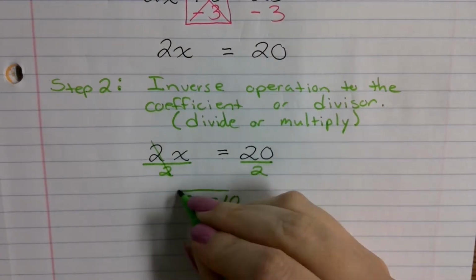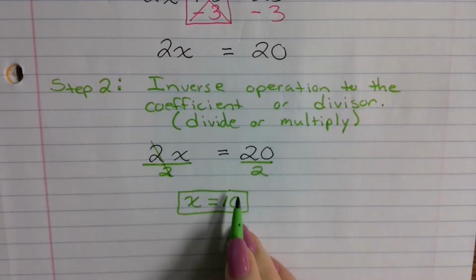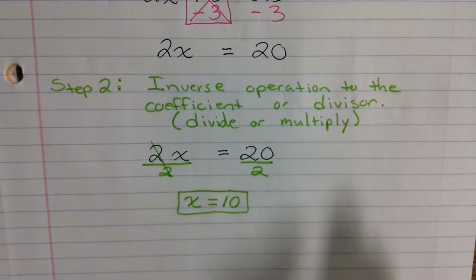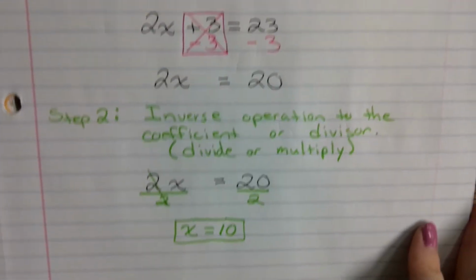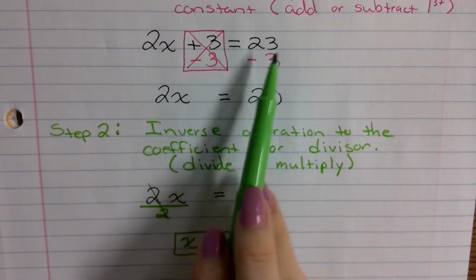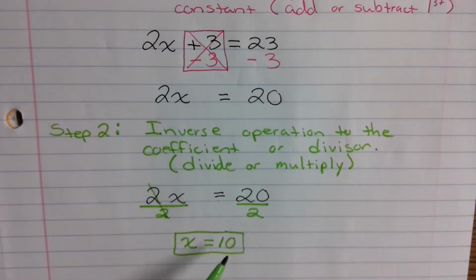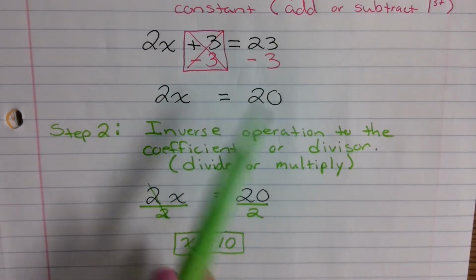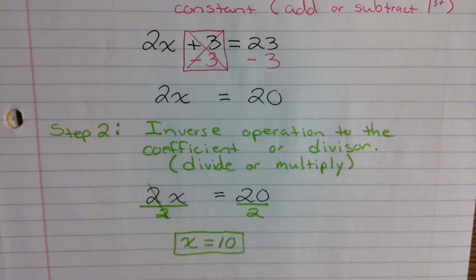And you can always check it. You can always take the value of 10 and plug it back into the original equation. Our original equation was 2 times x plus 3 is equal to 23. We could do 2 times 10, which is 20, plus 3 gives us 23. You can always plug it back in or substitute it back in to check. So again, with scenario 1, you're going to add or subtract first for your inverse operation. Then you're going to multiply or divide second.